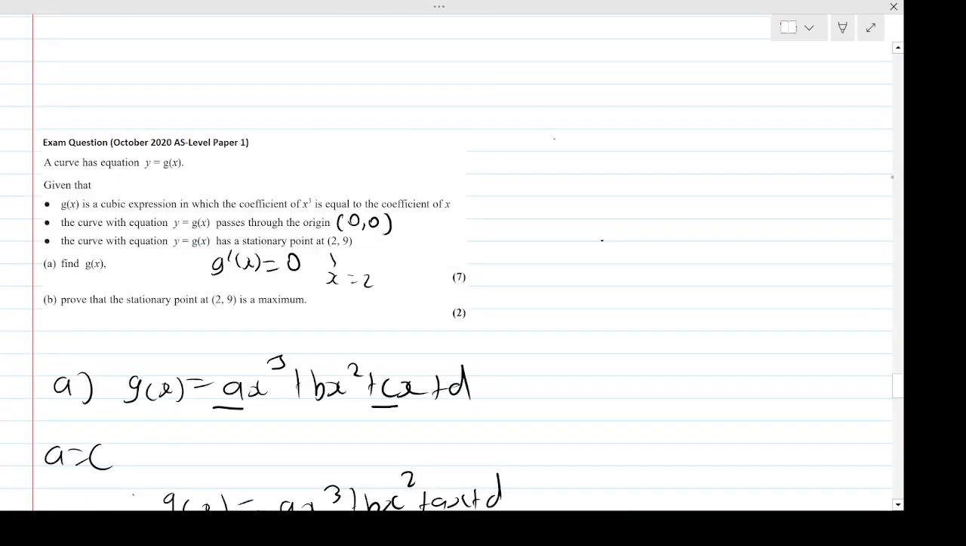Well, that's really it. What other information do I have? And this is where you really need to pay attention to all the key details of what the question's saying. I need another equation to find a and b.